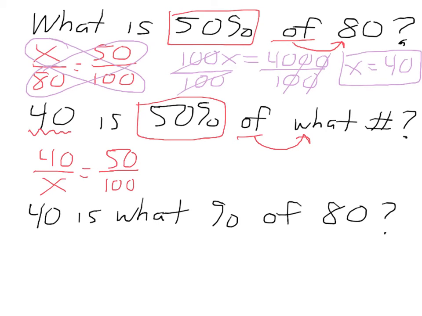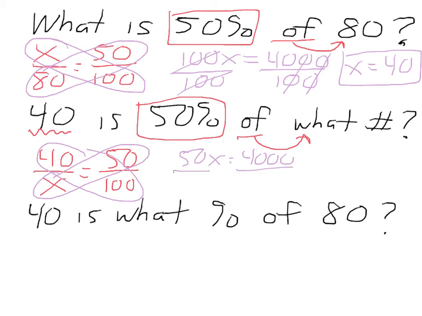Cross multiply. So x times 50 is 50x. 40 times 100 is 4,000. Now what? Divide both sides by 50. The zeros there cancel, and 400 divided by 5 tells me 80. x equals 80. And that's exactly what we thought the answer would be.